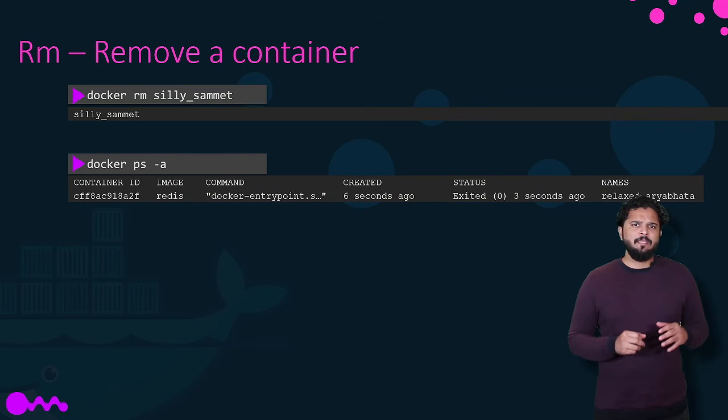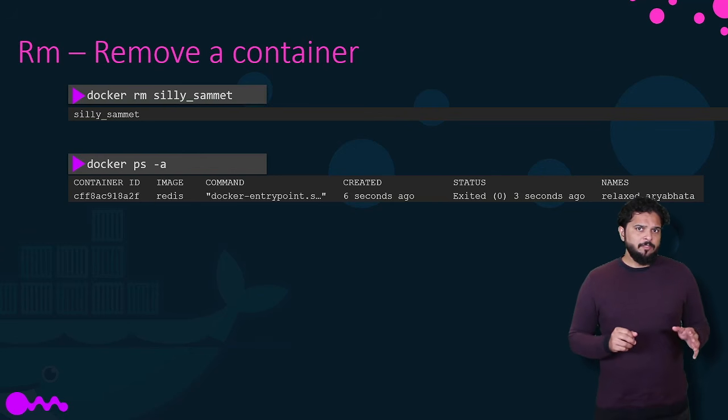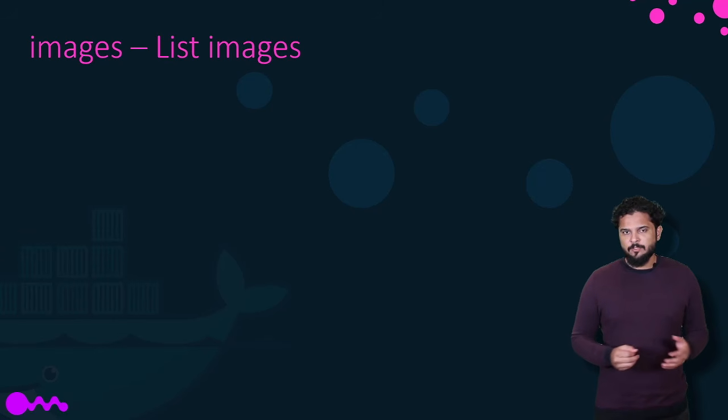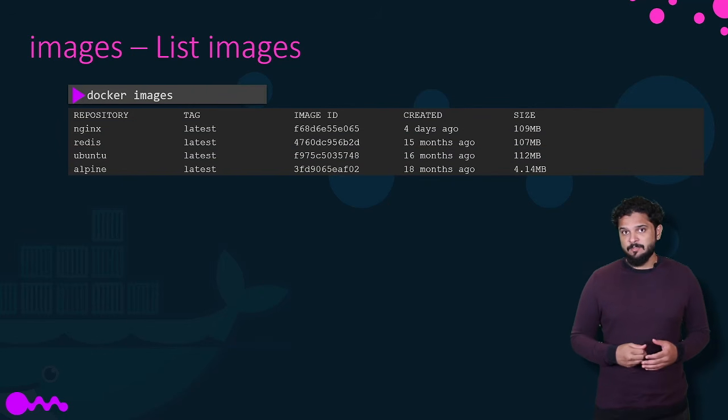Good, but what about the nginx image that was downloaded at first? We're not using that anymore. So how do we get rid of that image? But first, how do we see a list of images present on our host? Run the docker images command to see a list of available images and their sizes. On our host, we have 4 images: nginx, Redis, Ubuntu, and Alpine. We will talk about tags later in this course when we discuss images.